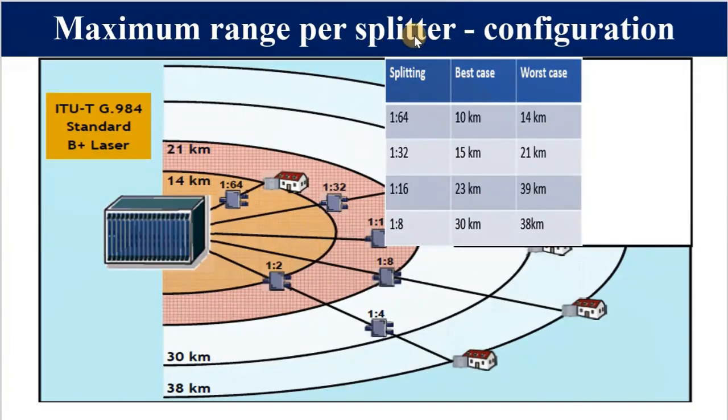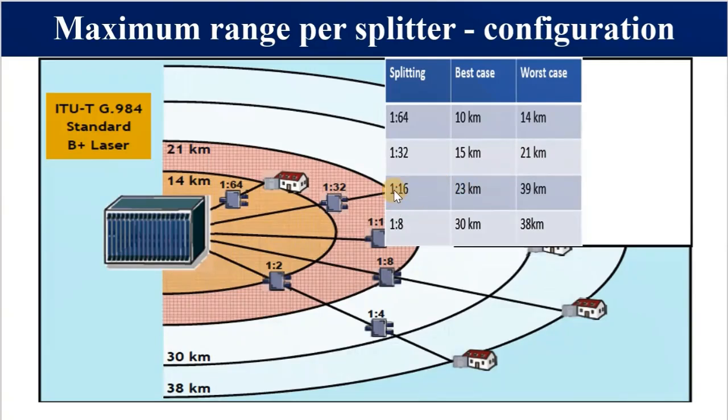Maximum range per splitter configuration. Please take note of this important table. For a split ratio of 1:64, which is this, the maximum reach, or the worst case reach, is 14 kilometers, and 10 kilometers would be the ideal one, or the best case. For a splitting ratio of 1:32, which is this, it has got the best case and the worst case in terms of reachability, and we are using a B plus laser, and we are saying the best is 15 kilometers and the worst is 21 kilometers.